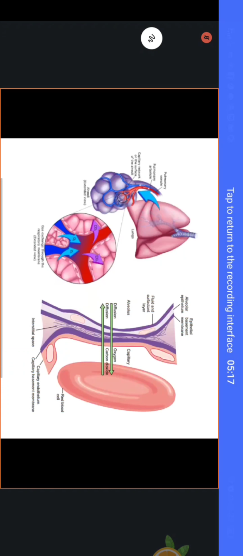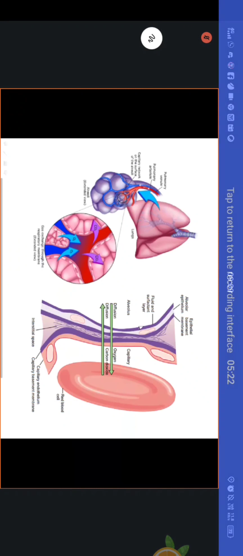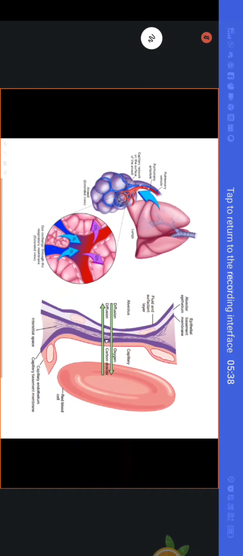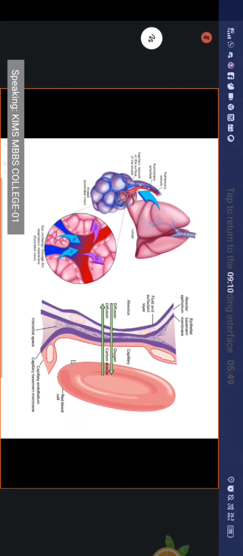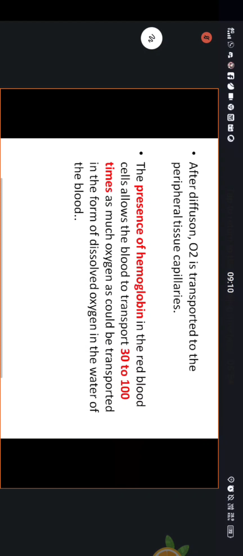So what happens? Basically these are the layers. This is the fluid and surfactant layer, alveolar epithelium, basement membrane. In between there is a space because alveoli are surrounded by capillary networks, so obviously there should be space. This is the interstitial space. Then comes the capillary basement membrane, capillary endothelium, and on reaching the capillary, it should enter or cross the RBC membrane also. On crossing this, then comes the actual transport.